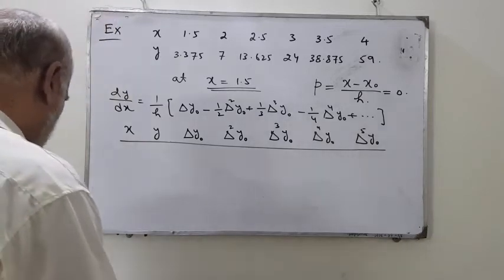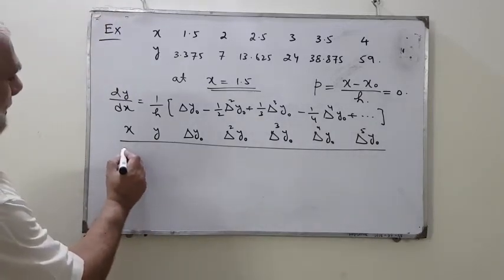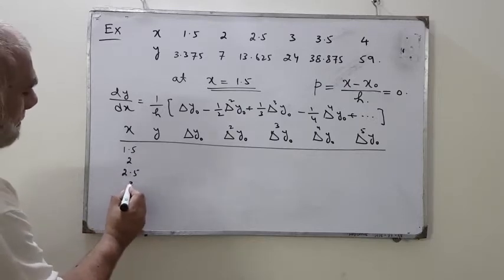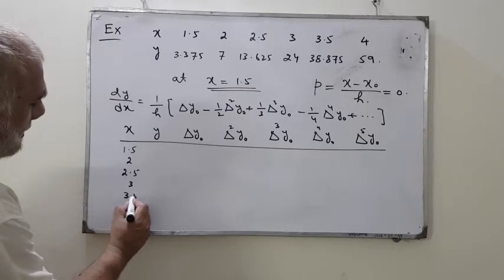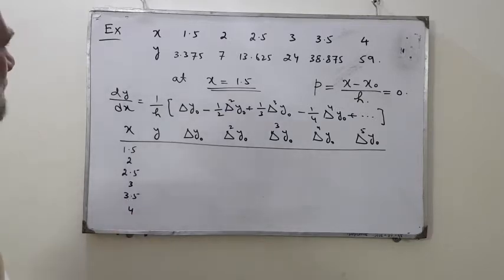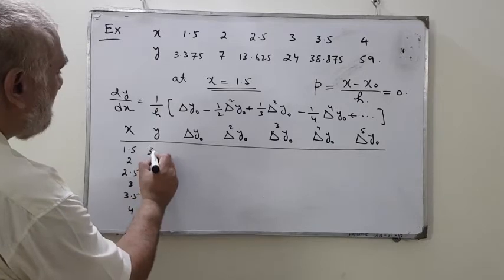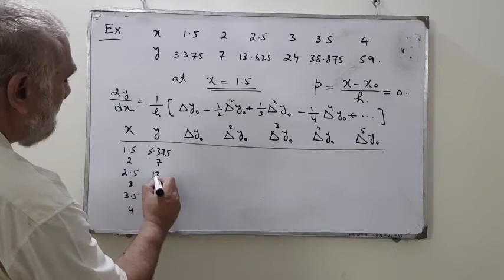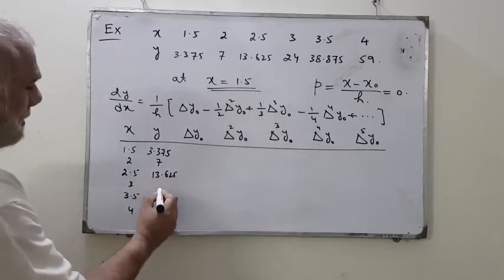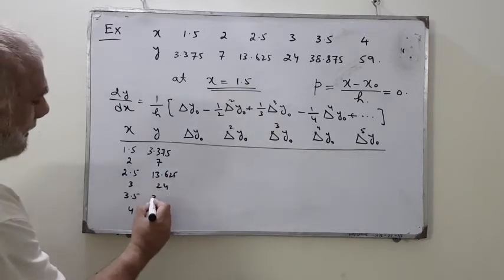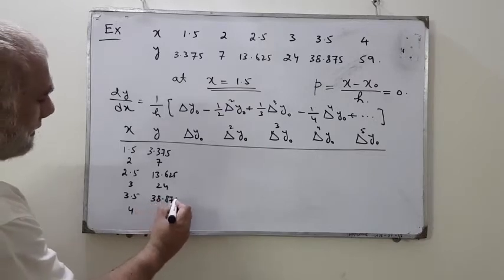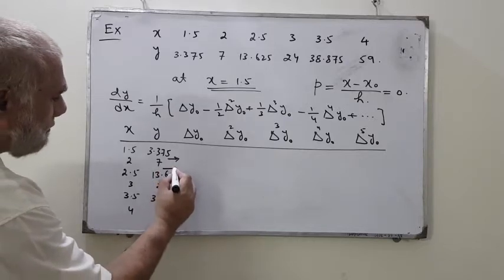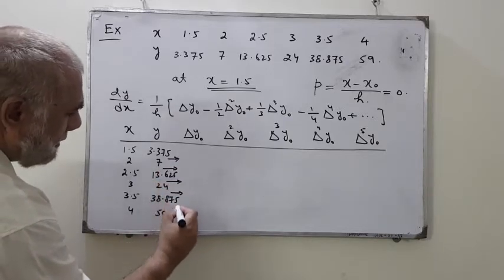The corresponding values of x are 1.5, 2, 2.5, 3, 3.5, and 4. And the corresponding values of y are 3.375, 7, 13.625, 24, 38.875, and 59. And now we do the same steps as we have been doing while studying the interpolation cases.